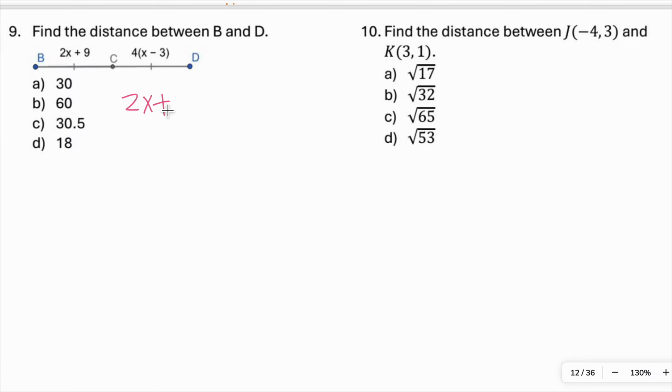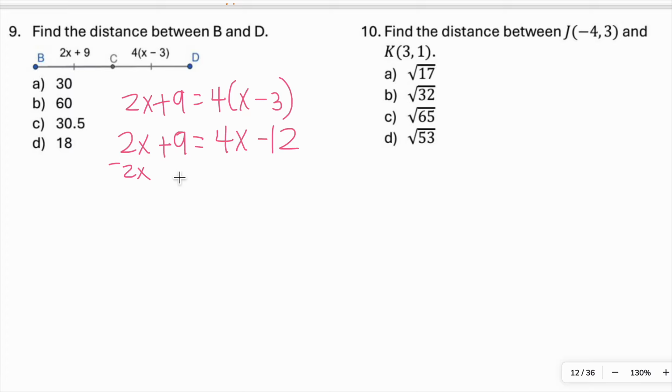So 2x plus 9 is equal to 4, parentheses x minus 3. Let's go ahead and distribute that right side. So 2x plus 9 stays the same, but 4 times x and 4 times negative 3 gives me 4x minus 12. I'm going to go ahead and move my smallest variable and then move my numbers to the other side. I'm going to end up getting 21 is equal to 2x.